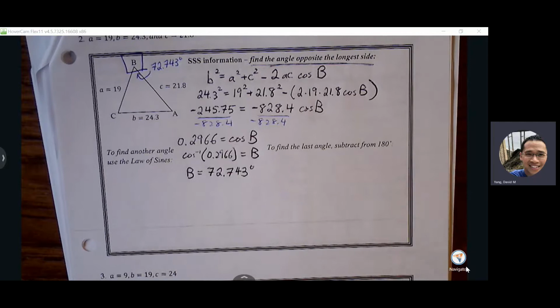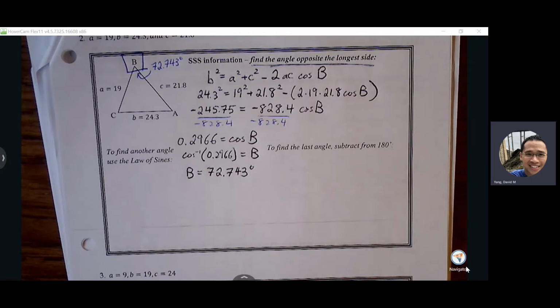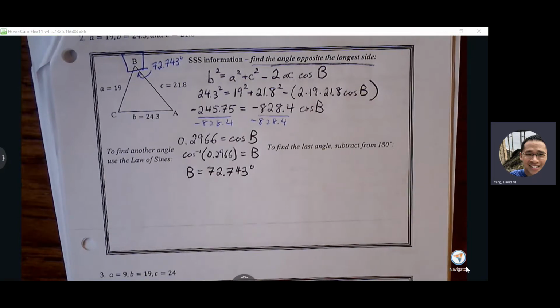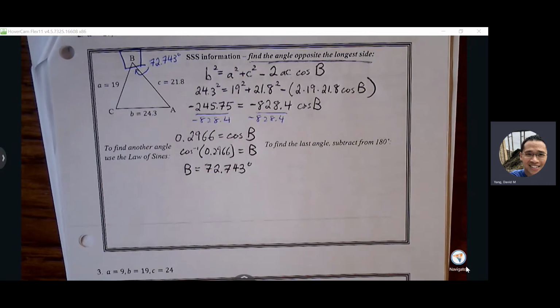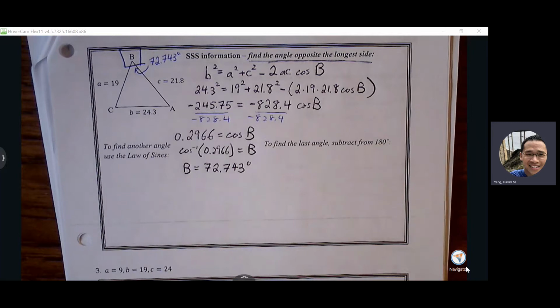On the quiz, can you do either way? Yeah, so on the quiz you could do either way, but I'm going to try to encourage you to use law of sines as soon as you get that one piece you need. On the quiz, can you do the formulas? Yeah, I'll give you the formulas.